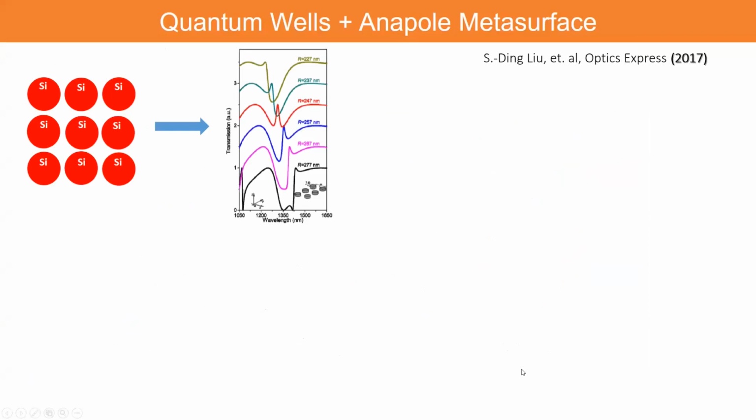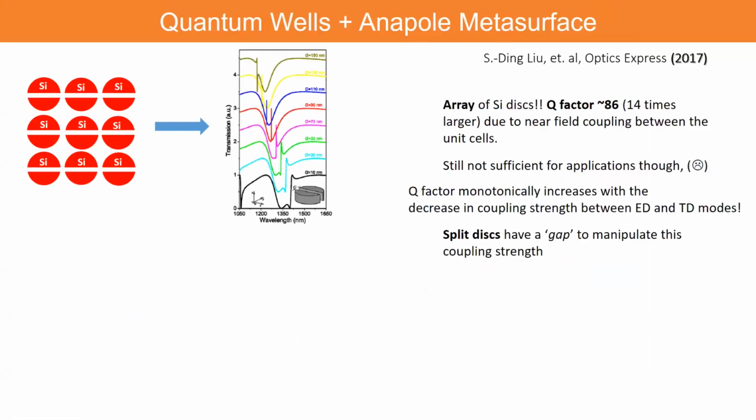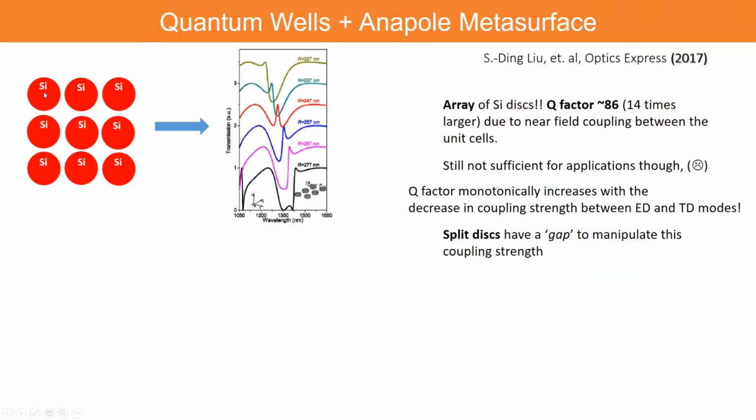Okay. Actually, this coupling strength was not my work, but I'll try to explain it. So what happens is that when this silicon disk is just a single unit, for tuning, you don't have a lot of parameters. If you change the disk diameter, you change both the electric dipole mode and toroidal dipole mode simultaneously, and hence you cannot independently tune one of them.